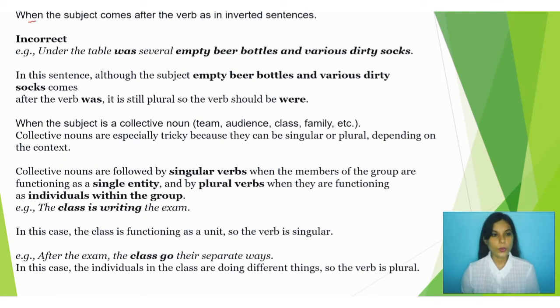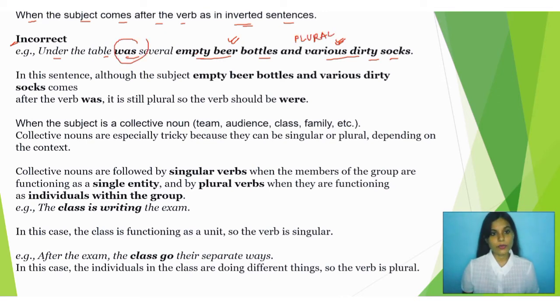Next rule says when the subject comes after the verb, as in inverted sentences, like, for example, "Under the table was several empty beer bottles and various dirty socks." So they are talking about "under the table was". There are two things you see. First of all, there are empty beer bottles and there are various dirty socks. So it's plural and it is not singular.